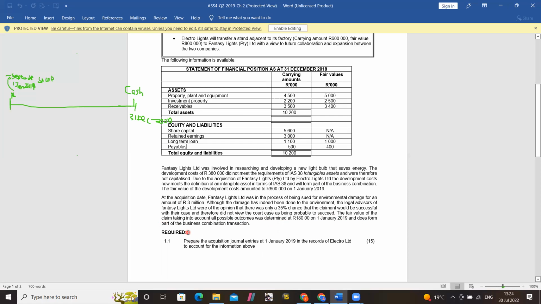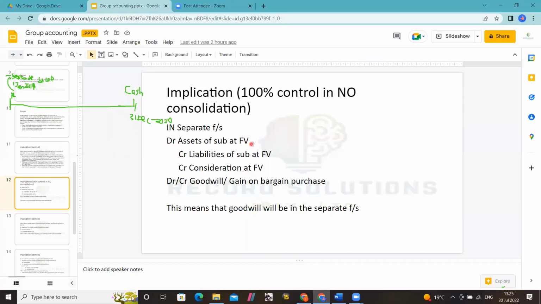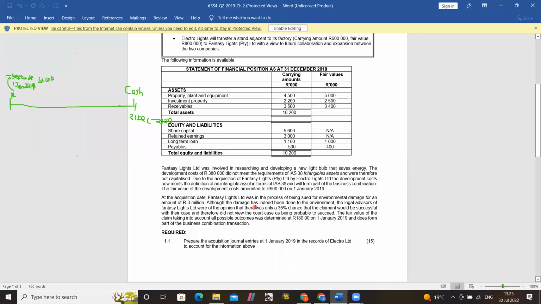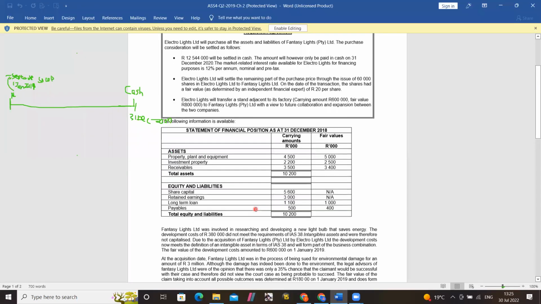At that point, so far we've debited all of these assets. Now we have to also credit this contingent liability, right? And also credit all of these liabilities, so the long-term loan and the payables, right? Now, by doing that, what did we do? We've done this step. We've debited all of the assets of the sub and credited all of the liabilities of the sub at fair value, right? That's what we've done so far.